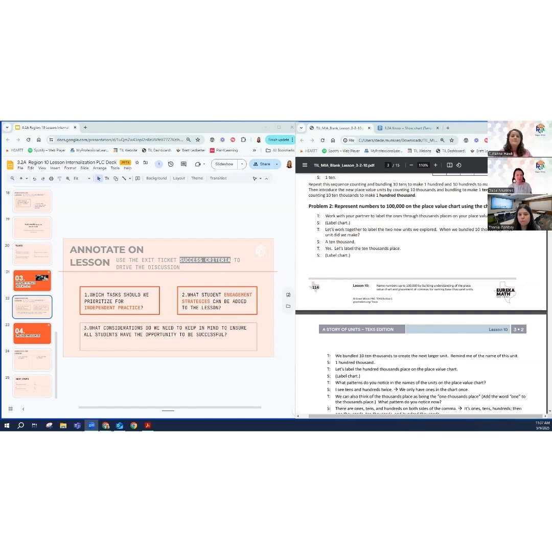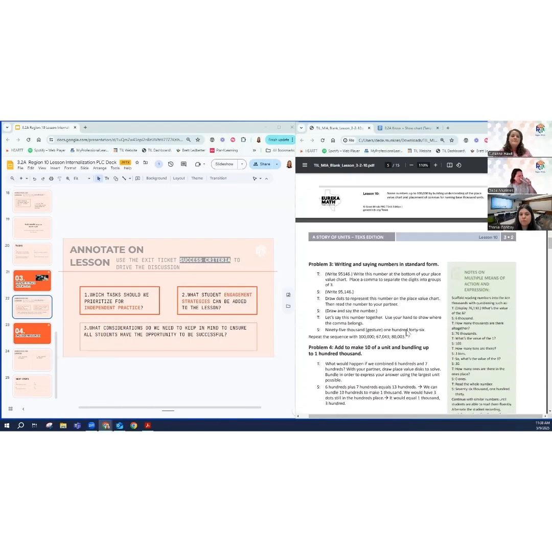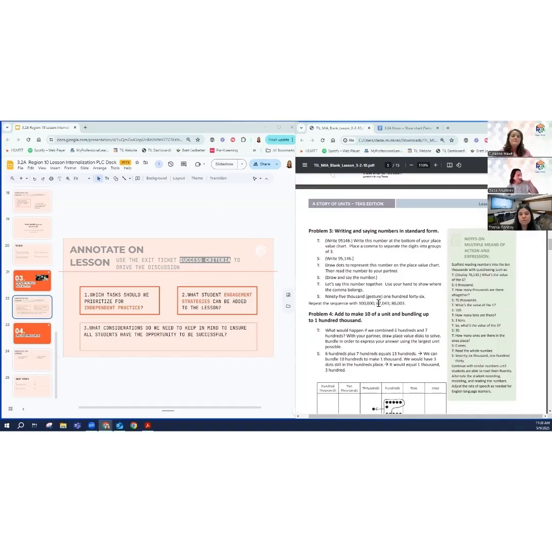I was also thinking we could add complexity by stealing one of the numbers from problem 3. So we have 67,043 for students to use the same engagement strategy and also practice the concept of zero as a place value holder. They will also practice representing it with dots on the chart, writing the number in standard form, and then reading it out loud. Yeah, I like that.